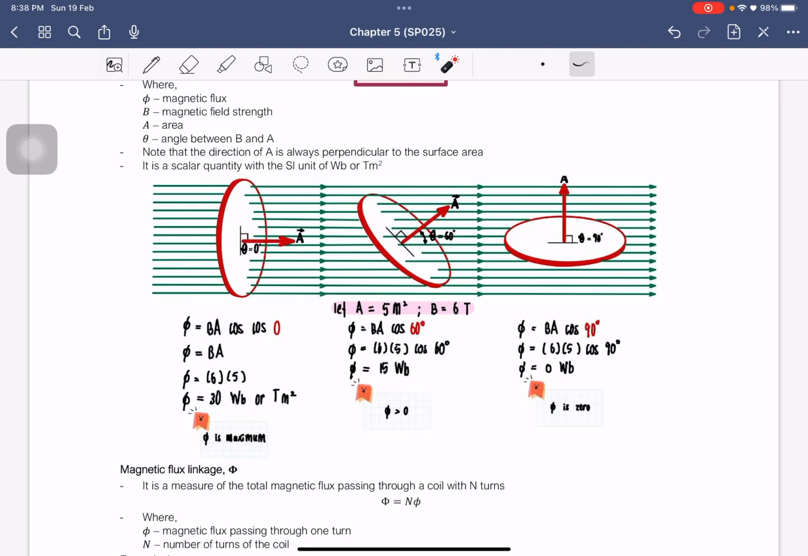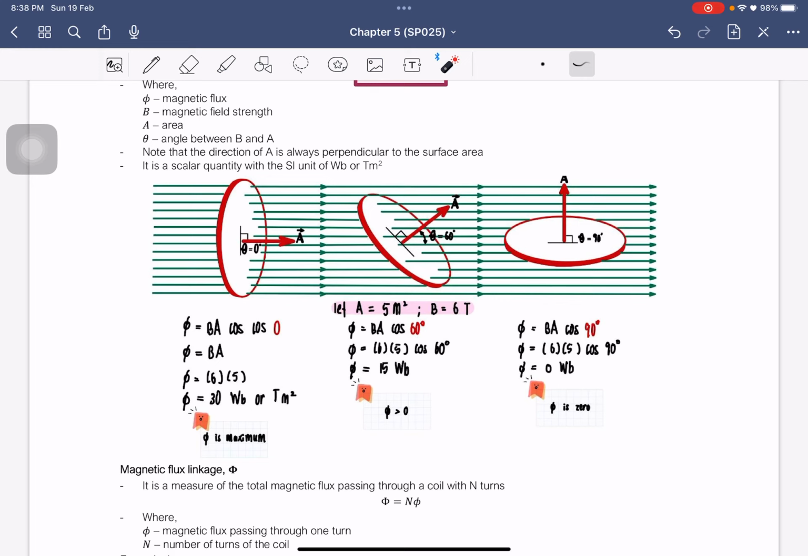So, if we look at the first situation here, the vector area is parallel to the magnetic field lines. So, theta will be equal to 0, and we know that cos theta will be equal to 1, which give us the maximum magnetic flux. Okay, so if vector area and the magnetic field lines are parallel to each other, we will get the magnetic flux to be at a maximum.